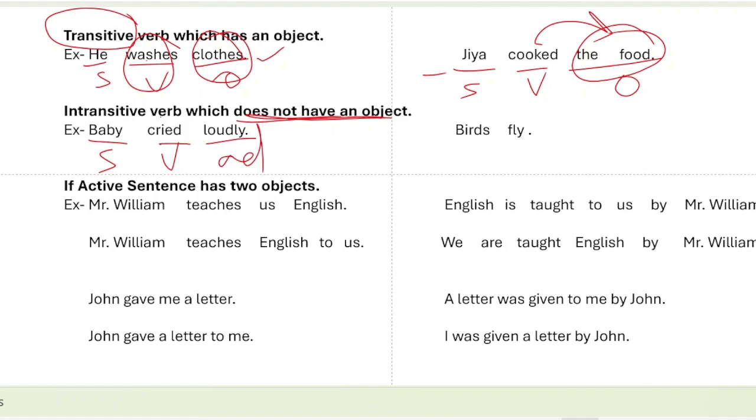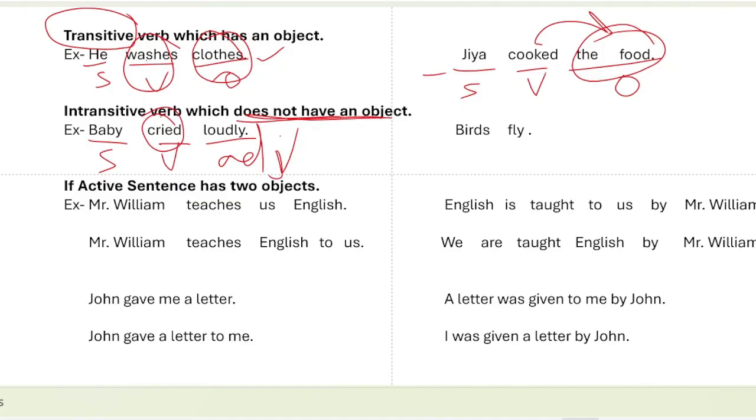Baby cried loudly. So loudly is an adverb, not an object, right? So baby cried loudly. Here baby is a subject, cried is a verb. Although we have a verb in this sentence, it is not passing on to something. So that is the reason this sentence has intransitive verb.